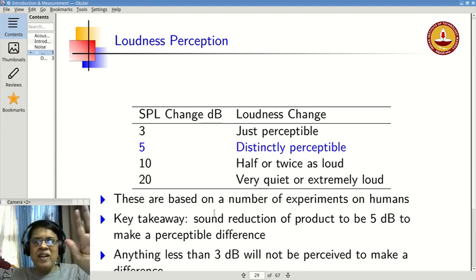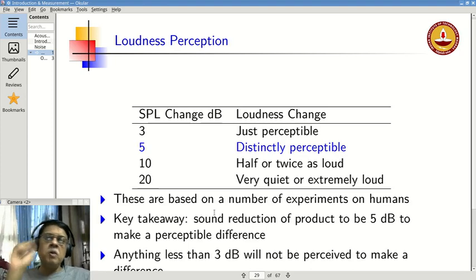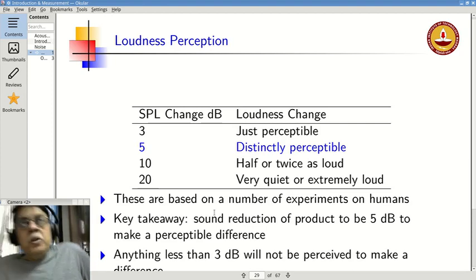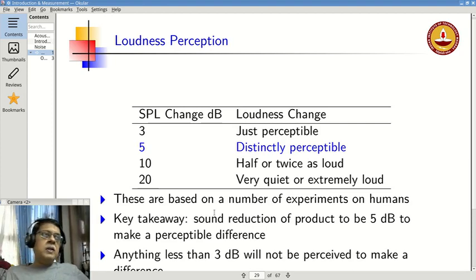So it takes about 5 dB difference in sound levels for somebody to say that yes, there is a distinctly perceptible change in sound levels. So if you are a noise control engineer, you cannot say I made small tweaks in the design and I got a 2 dB change in the overall value. 2 dB may look nice, but unfortunately when you test it out, somebody is going to say, I don't think anything has changed. Alright, so 5 dB is the minimum target that you can have.